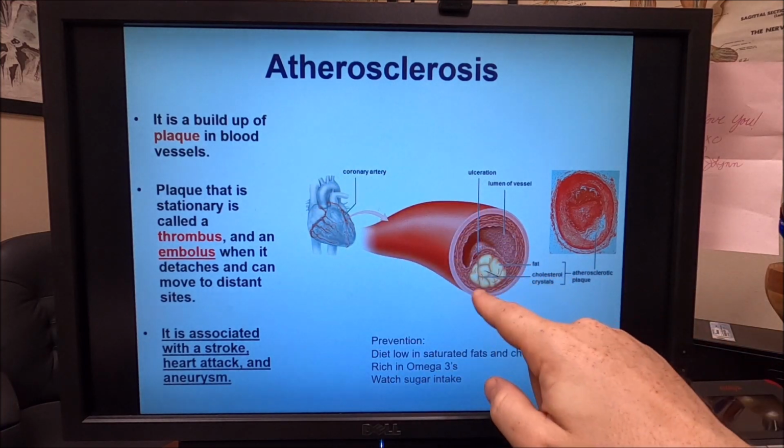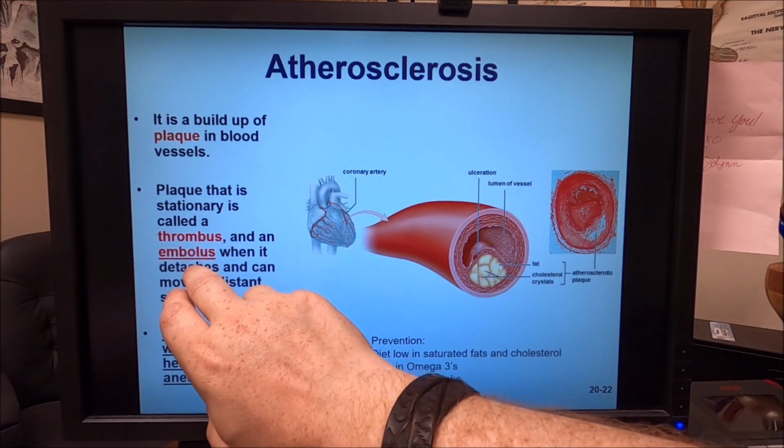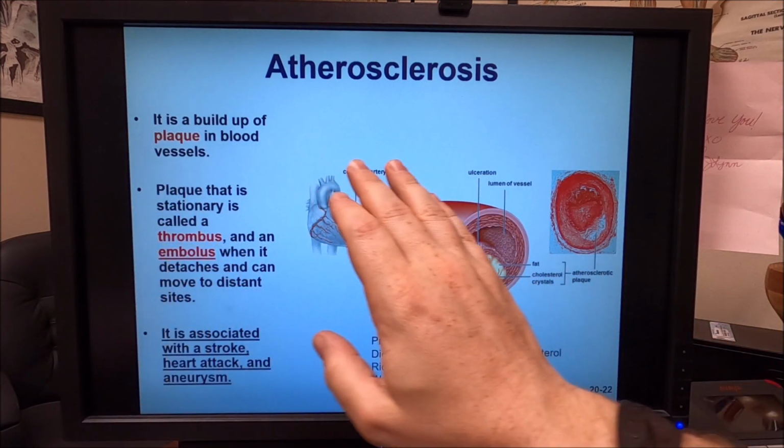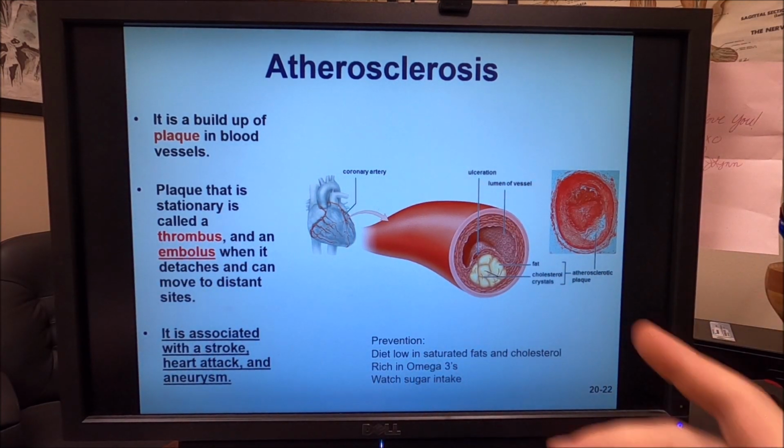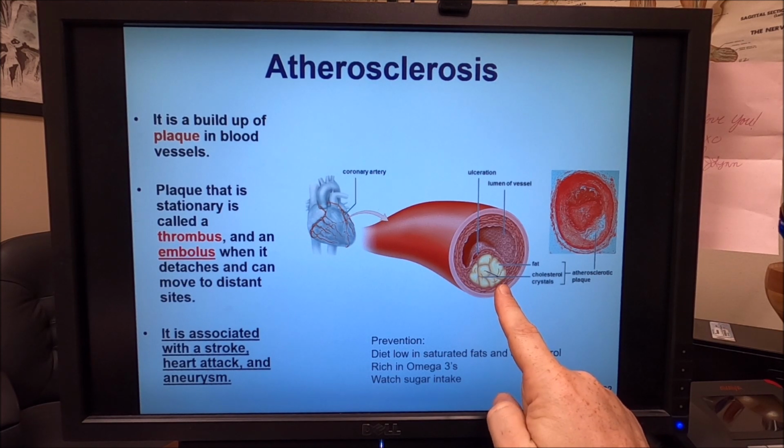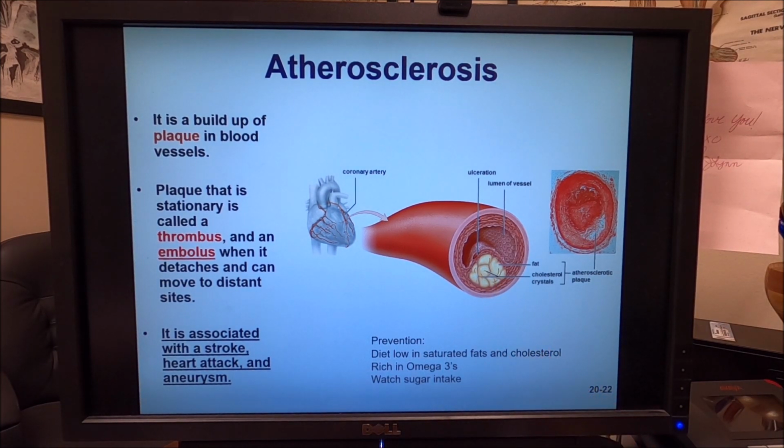Now, if the plaque is just hanging out in there, we call it a thrombus. And if it breaks loose and starts to flow, that's an embolus. And that can lead to a whole host of other issues as well. Imagine that getting into the lungs or getting into the brain and clogging up some blood vessels there. It's bad news, bad news. Very highly associated with strokes, heart attacks, and aneurysms.